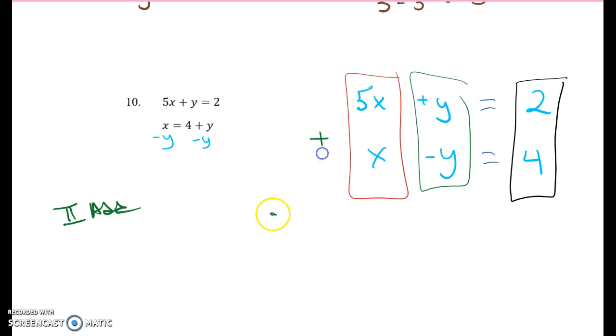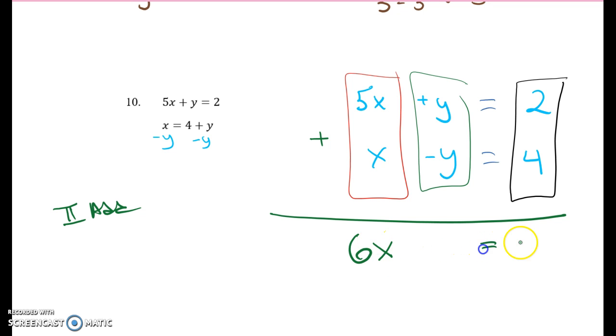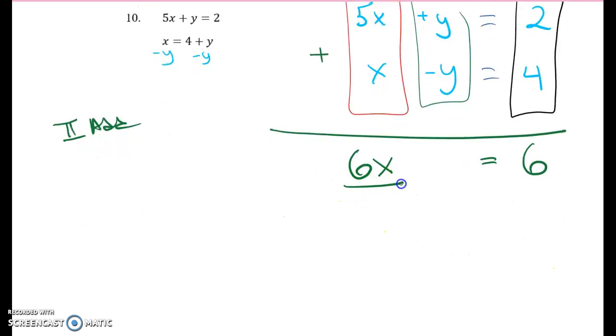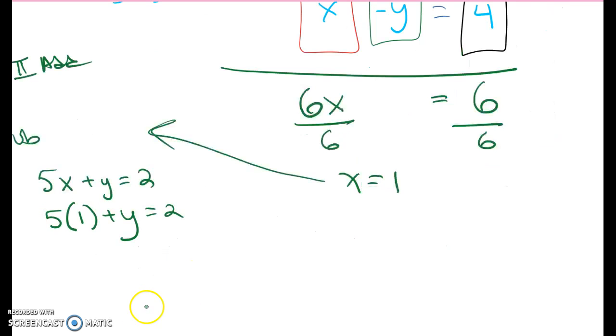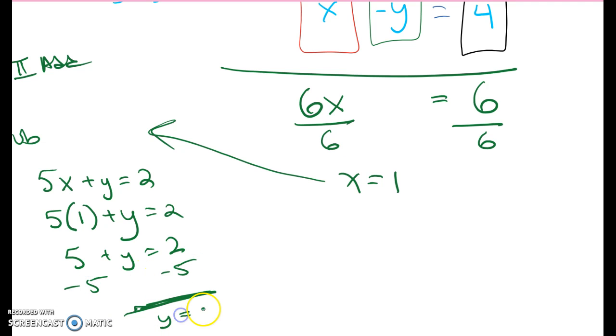I'm going to add, and I'm going to get, oh my gosh, it's not 2 of something. I have 6x equals 6, but I still know how to solve this equation. And now I have x equals 1, and I can sub. That's step 3. So now I have 5x plus y equals 2. 5 times 1, plus y equals 2. 5 plus y equals 2, minus 5, and I get y equals -3.